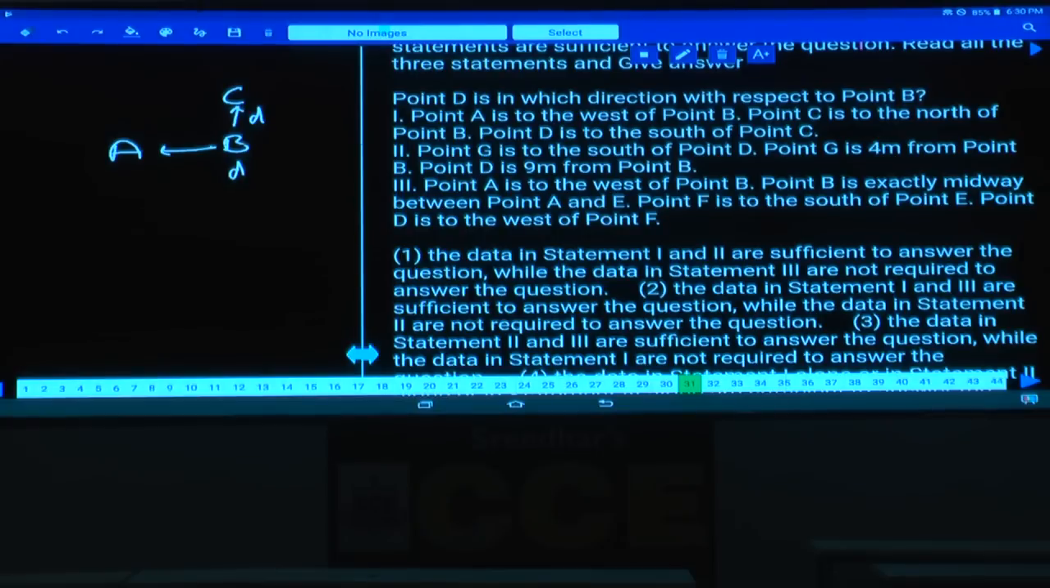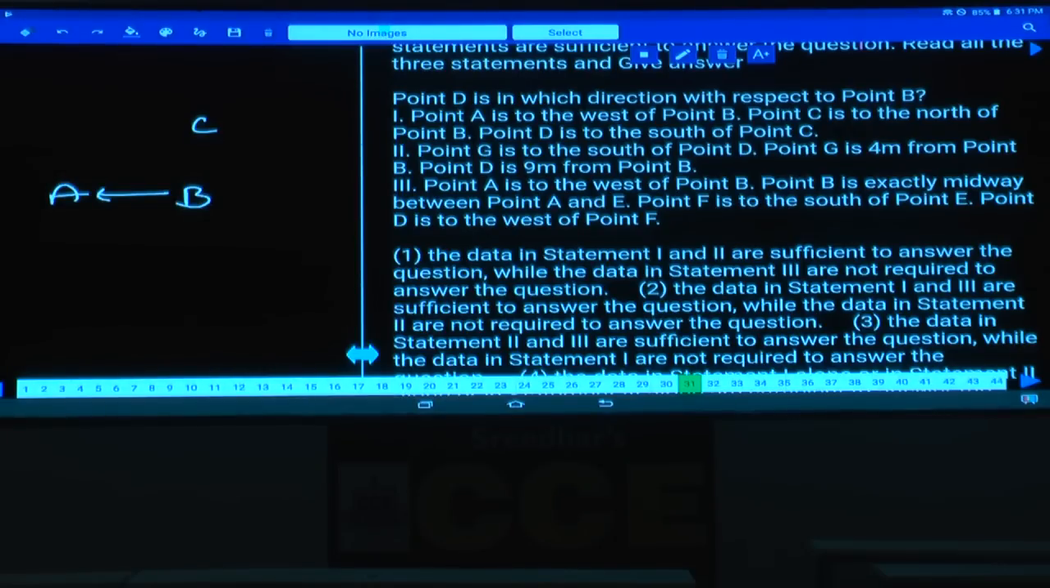Done with this? As choice 4 is ruled out, then we need to check out the combination 1 and 2. What is 1 and 2 here? In 1 we have A is to the west of B, B is here, and C is to the north of B, and D is to the south of C. D can be either here or D can be here.